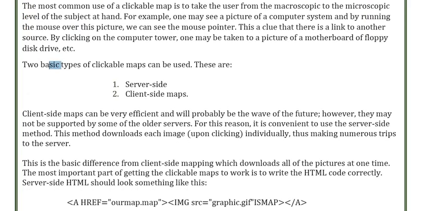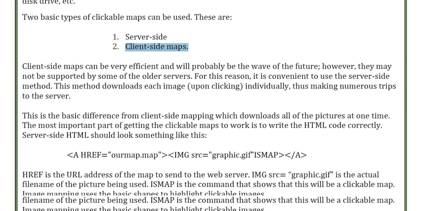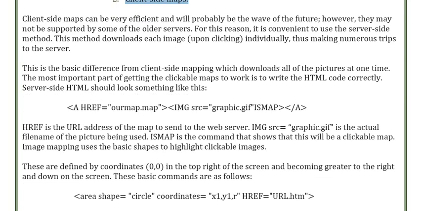There are two types in the click map section. One is server side and the other is client side. By this link, we can easily draw and get our clickable map. Here, this one is a reference for the map and this is for the image section.